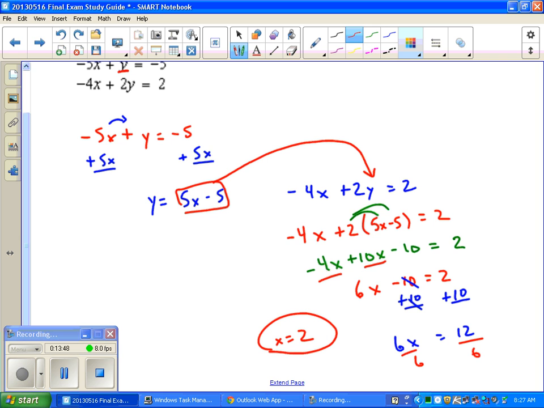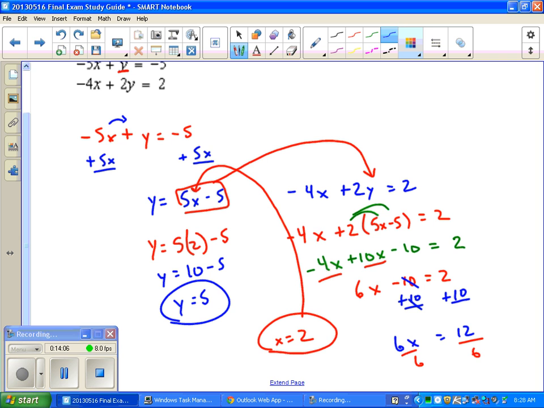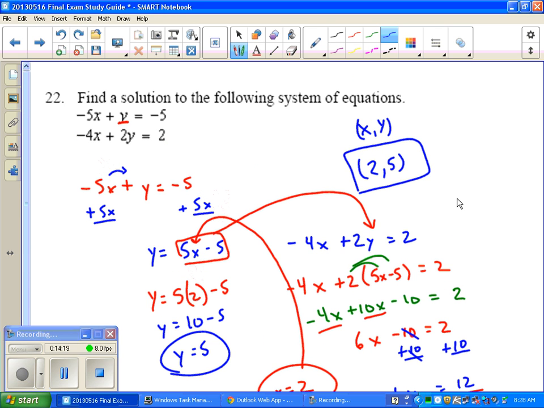So now that we have x's value, the last part is to drop it in right there. So y equals 5 times, not x anymore, now it's 2, minus 5. 5 times 2 is 10 minus 5. Y equals 5. So you have an x value and a y value. Always write them as an ordered pair, x comma y, 2 comma 5. And a lot of work to get to that one. That was 22.